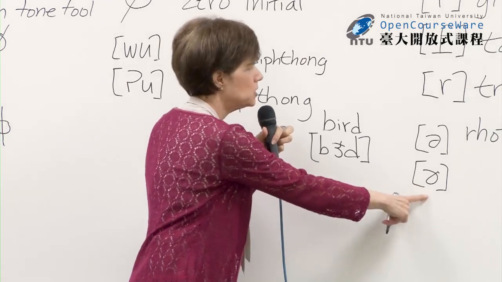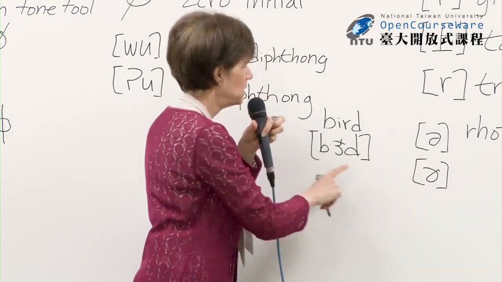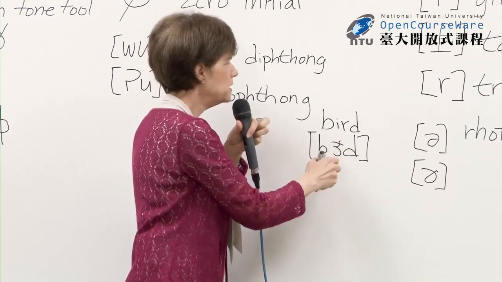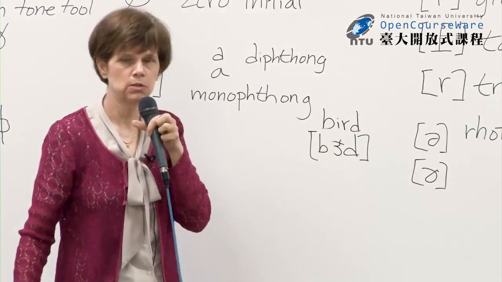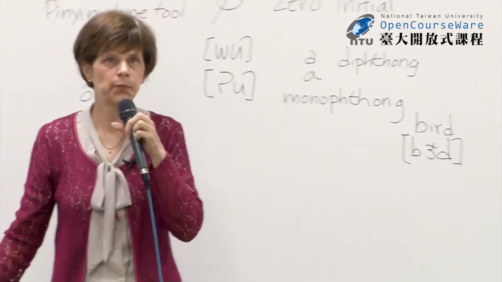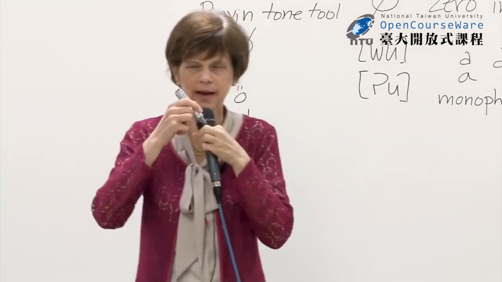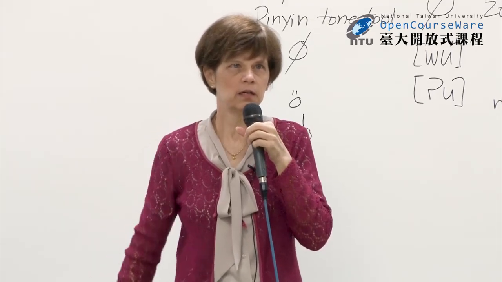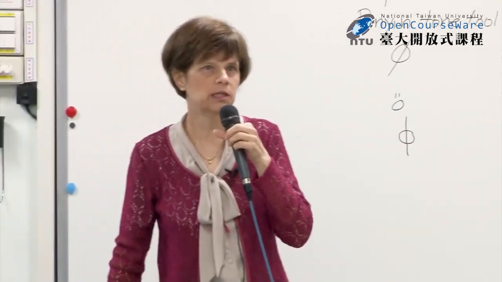So for teacher, we'll use this one. If it's stressed, we'll use this one. Without the hook, we don't have that symbol in American. It's used in standard British English, bird. All right, did that clarify questions about the schwa and the sound when it's stressed?